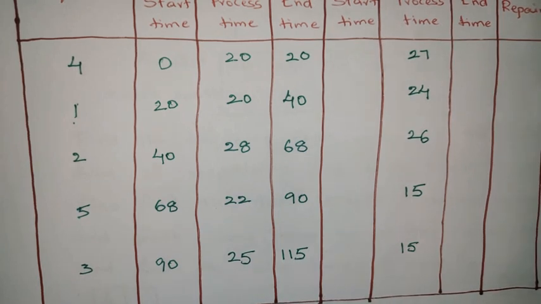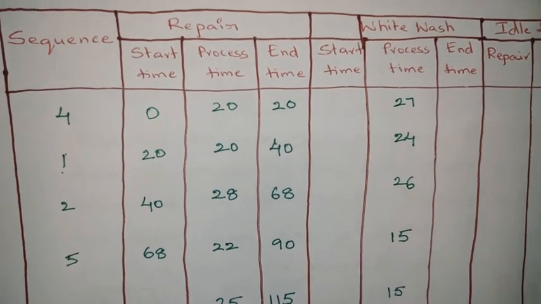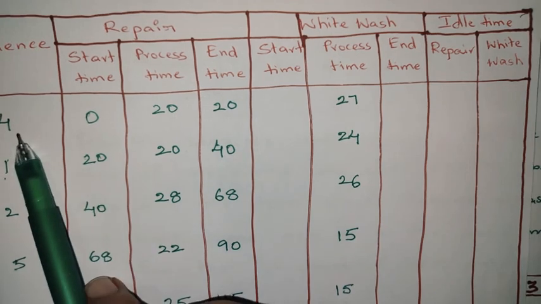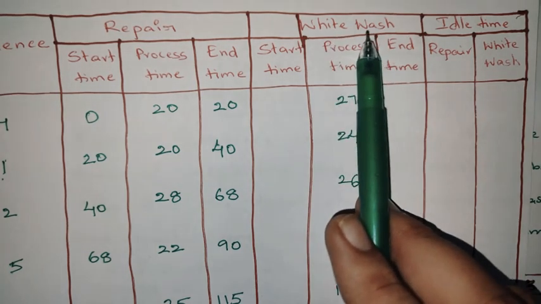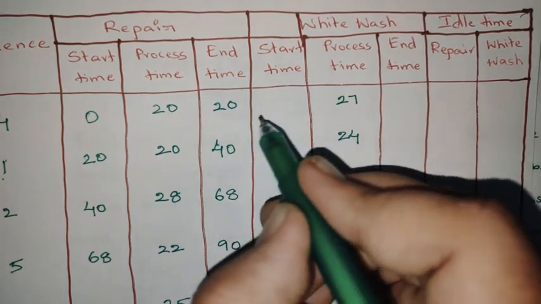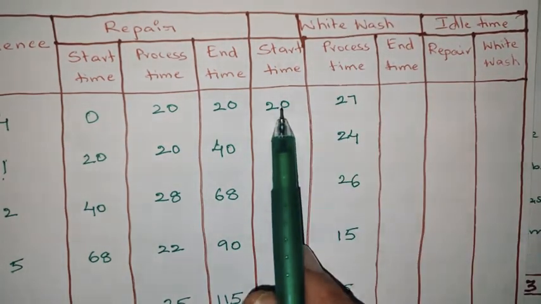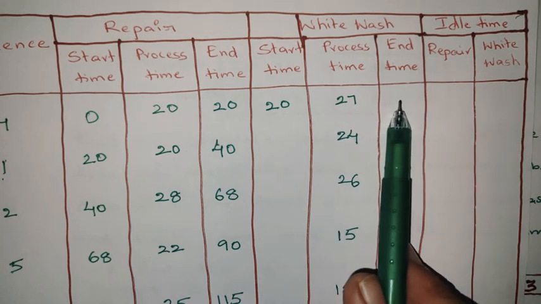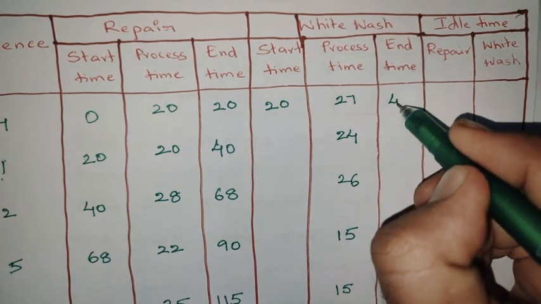Right? So this one is regarding the first process. Next, let us take the second process, whitewash. For whitewash, the start time will be after completing the repair in the fourth floor. Then immediately the whitewash work will start, so in the 20th hour itself, the whitewash work will start, and it takes 27 hours of time to complete. Then the end time will be 20 plus 27 equals 47.